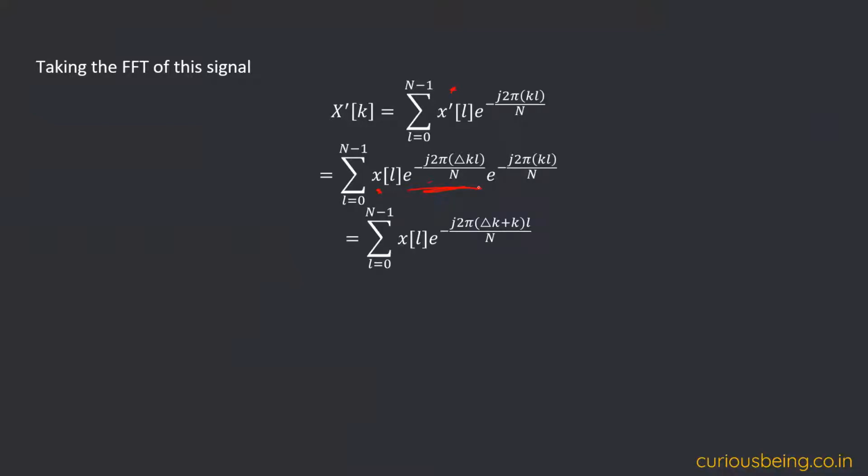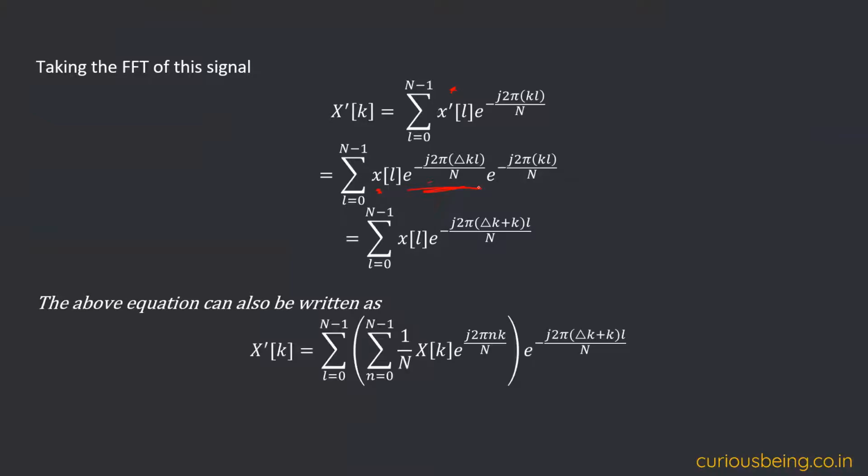This is just some equations. This above equation can also be written like this. So what we did is write XL as an IFFT. This is just for simplification, because finally what we want is X prime K, which is the received frequency domain signal, in terms of XK, which is the ideal or transmitted signal without any CFO impairment. So to relate both, we wrote XL in terms of XK using an IFFT expression.